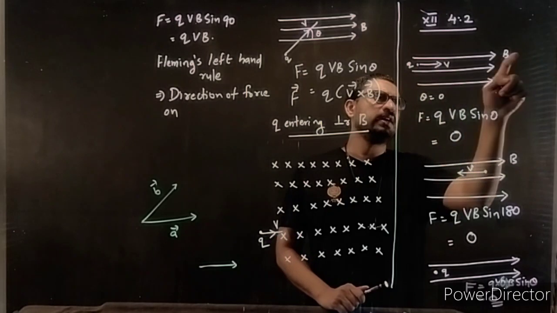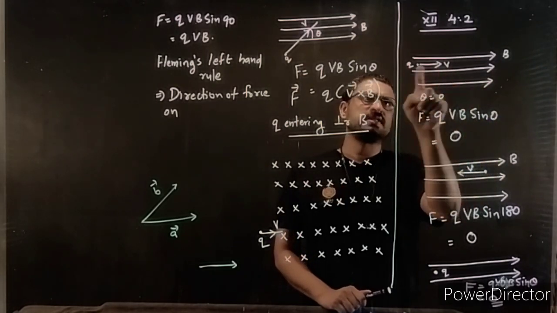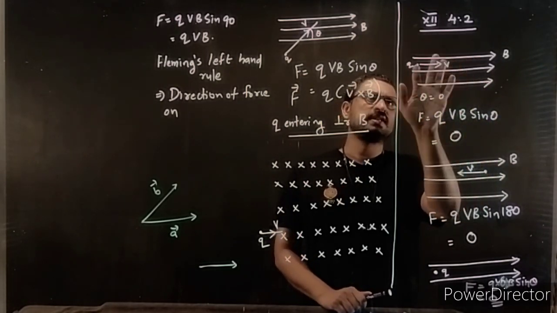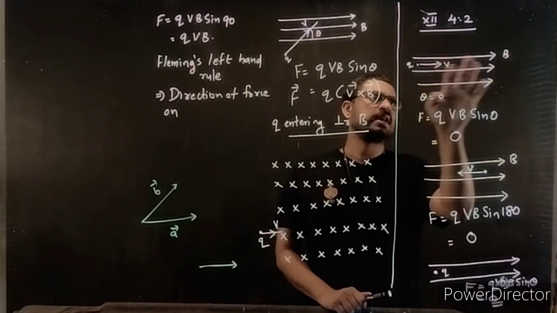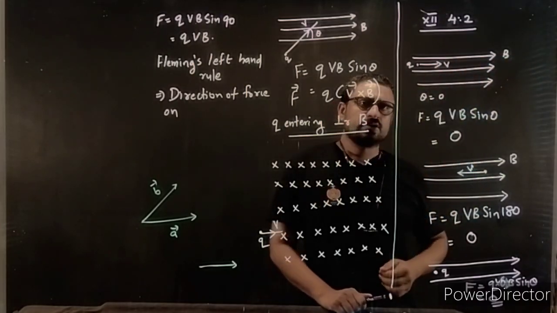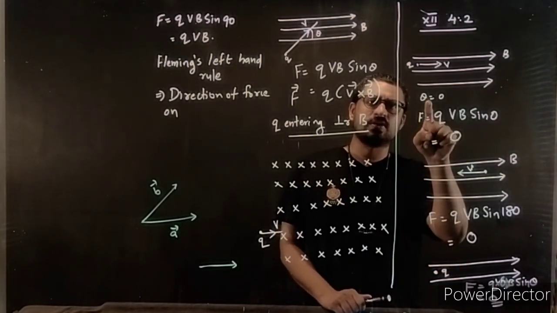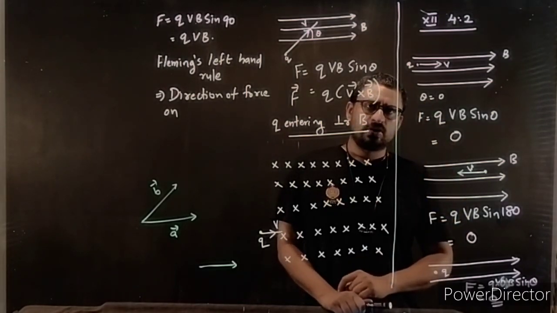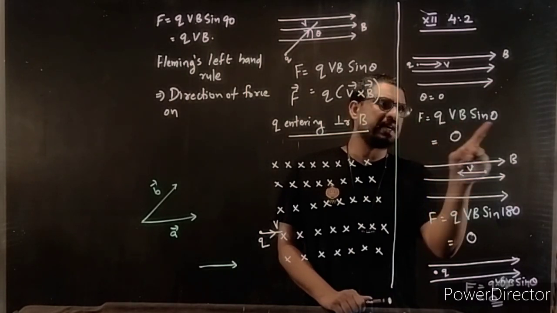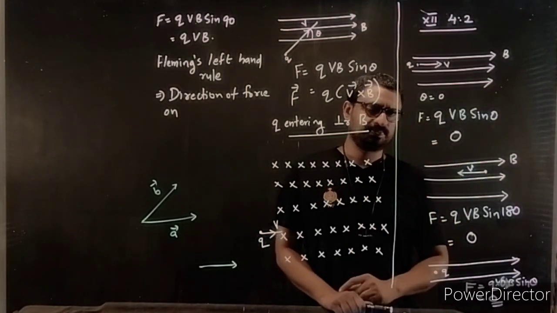Here the magnetic field and velocity: this is the direction of velocity, and this is the magnetic field. So they are in the same direction. So magnetic field and velocity in the same direction means theta is equal to 0. So the force will be equal to QVB sine 0, that is equal to 0.